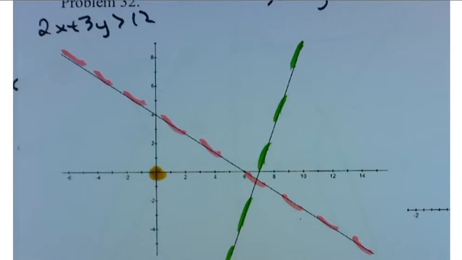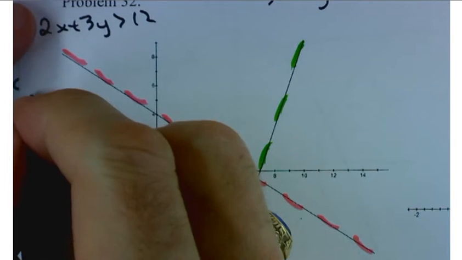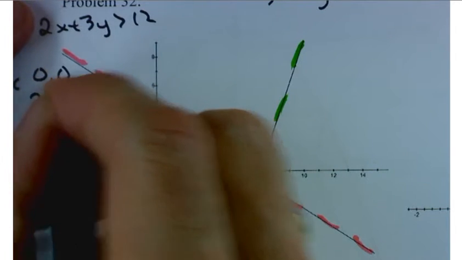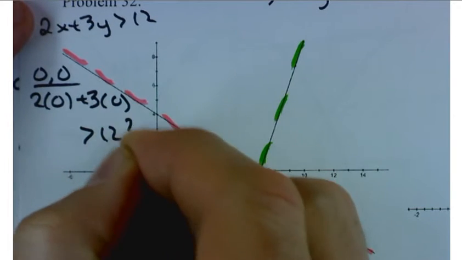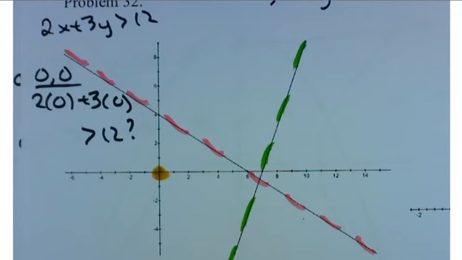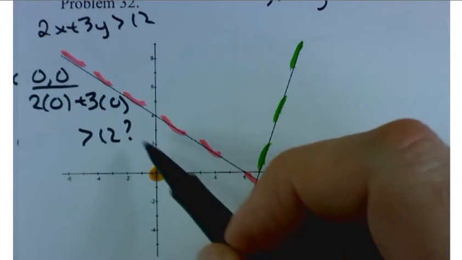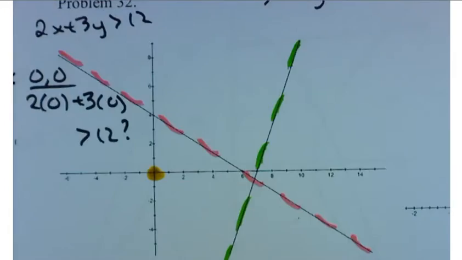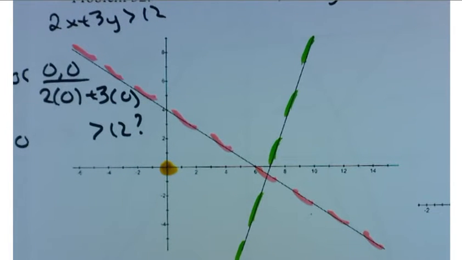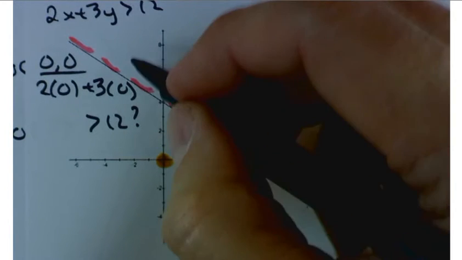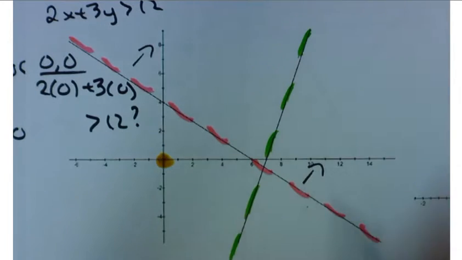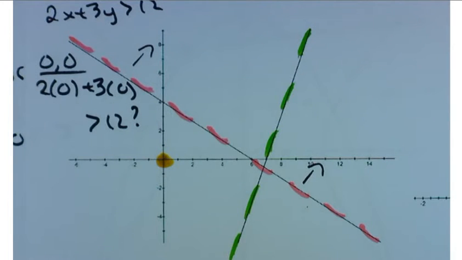If I put in 0, 0, is that going to be true? In other words, 2 times 0 plus 3 times 0, is that greater than 12? Is that true or false? False. So this point, along with every other point on the underside of this line, doesn't satisfy the inequality. The points on the above side will satisfy the inequality. And I'm just going to draw a little arrow here for right now, some arrows up above telling me that this is the side that satisfies the inequality.